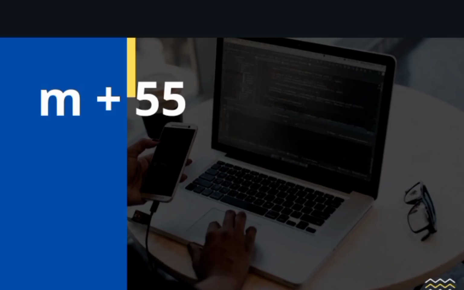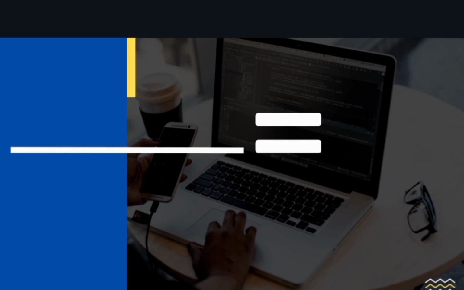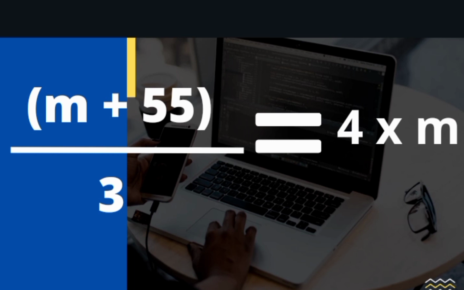So arrange the question in your minds before you arrange it on the paper. Arranging it, the first part of the question says I add 55 to a number. So let's say the number in this case is m. So m plus 55 gives us the first part of the question. And we are told I divide it by 3. So m plus 55 divided by 3, we are told, is equal to 4 times the number. That is 4 times m.